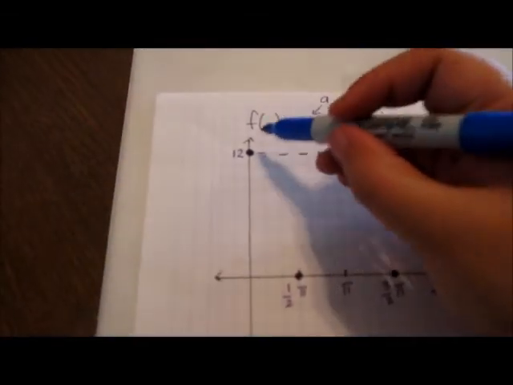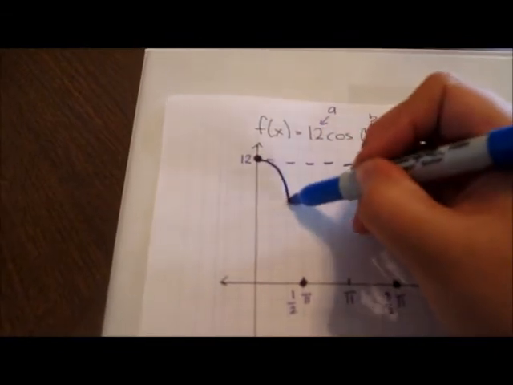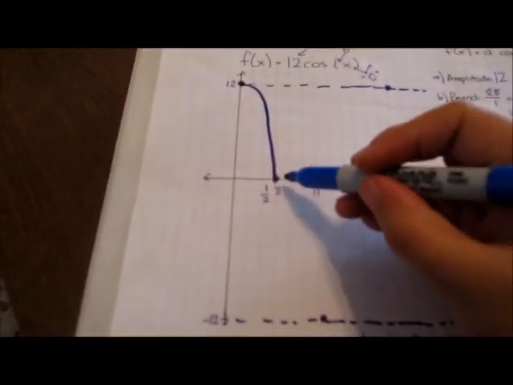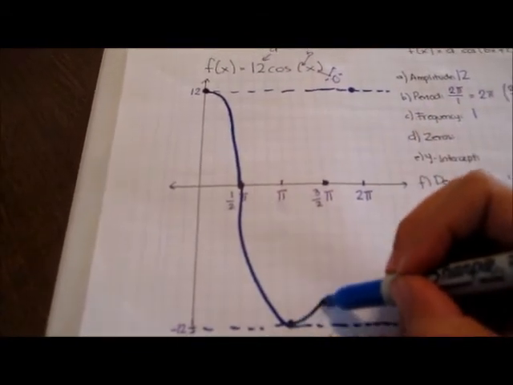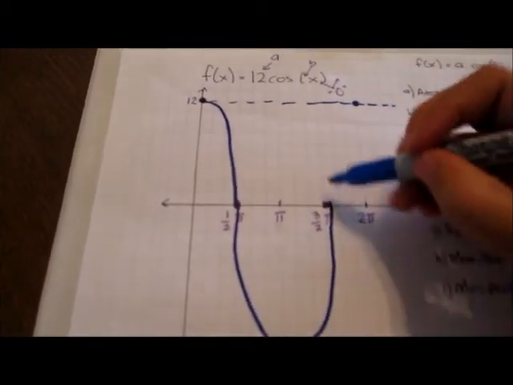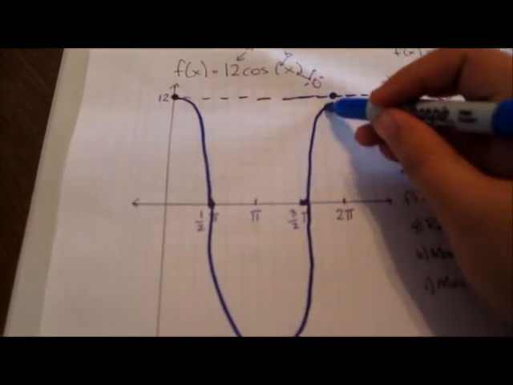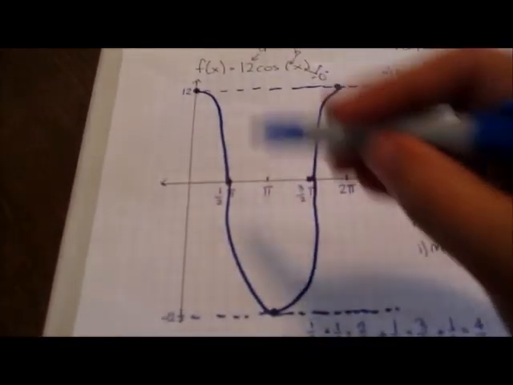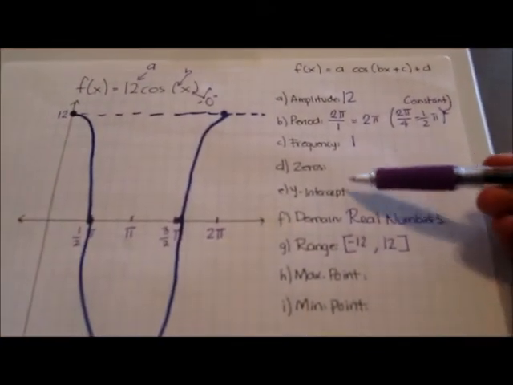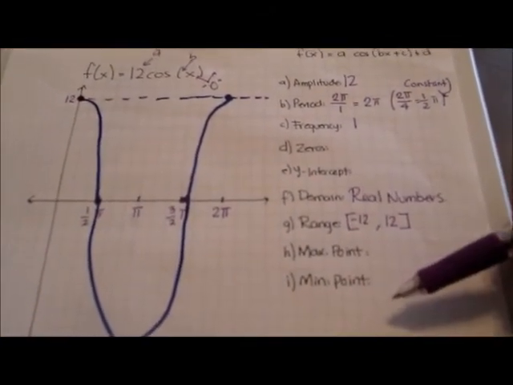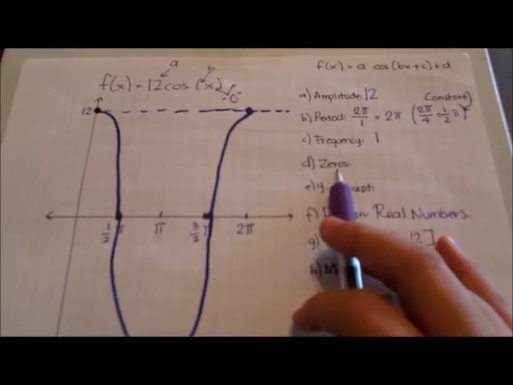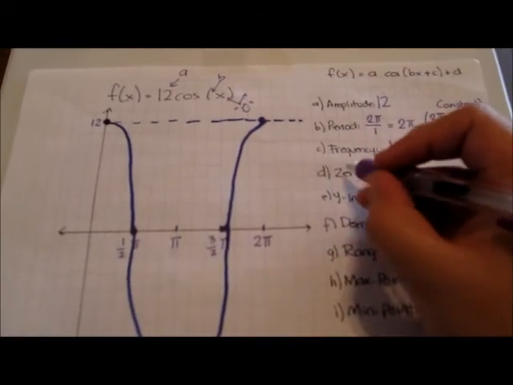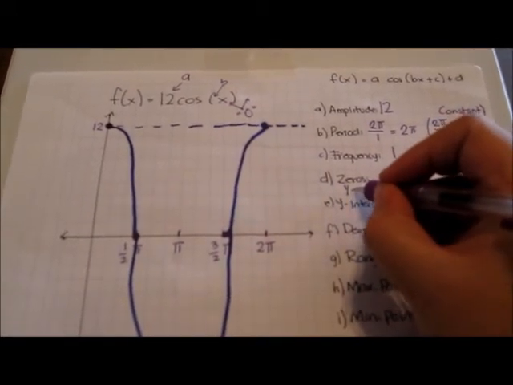What do I need to do next? Join the dots. 1, 2, 3, and 4. Remember, we have a kind of a wave, and then we need to fill the information in the missing parts. So we have the zeros. The zeros is when y equals 0.